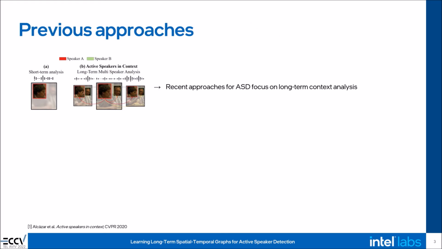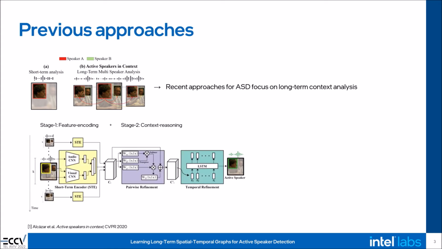Recently, researchers started to use the context information in multi-speaker scenarios for ASD. Many of the recent methods leverage the long-term relationships between the potential speakers. They consist of two stages. Stage 1 is a feature encoding stage for the audio-visual feature extraction, and Stage 2 is a context reasoning stage where its job is to model the long-term relationships between the speakers and their temporal patterns.